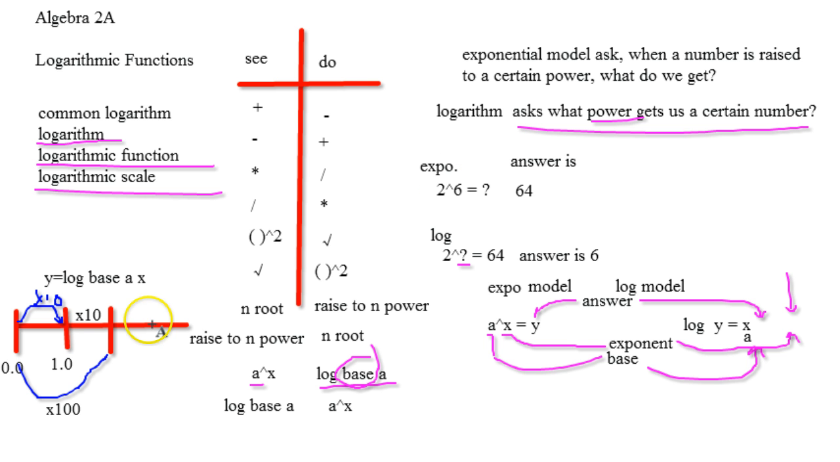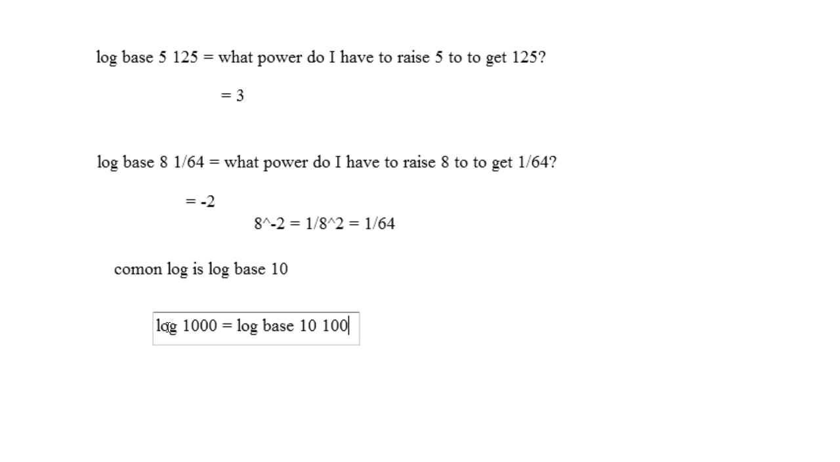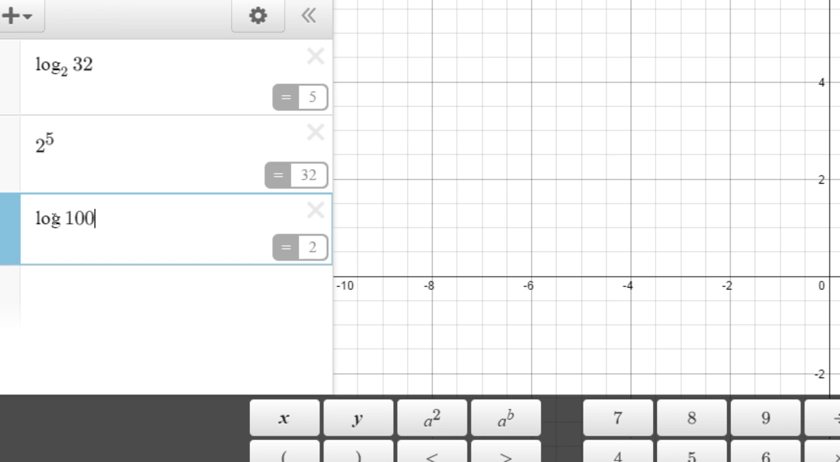Okay. And then common log is one of the more, well, pardon the pun, common logs. Common log is log base 10. So in other words, from now on, whenever you see a log with no base, like log of 1,000, this is actually saying log base 10 of 1,000, which should be 3. If you put log of 1,000 into your calculator, it's going to be 3.